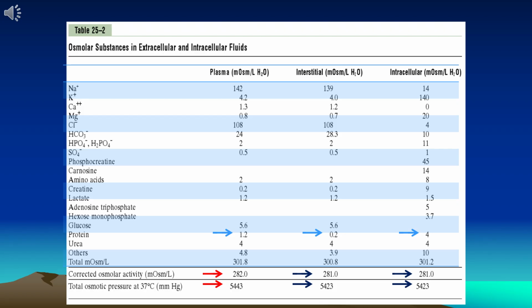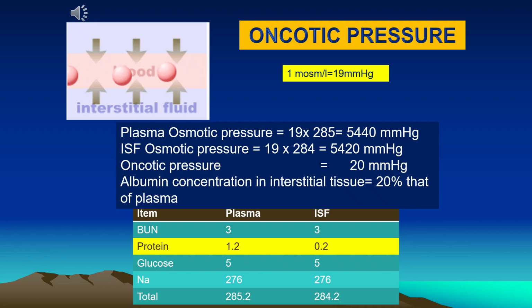Finally, the table makes a critical correction. It lists a corrected osmolar activity of 281 mosm/L. This accounts for the osmotic coefficient, the fact that ions interact and don't behave as perfectly independent particles, slightly reducing the effective osmotic pressure. In conclusion, this table shows us that the body maintains a delicate and active balance. The constancy of total osmolarity protects our cells, while the starkly different compositions of each compartment are what allow life itself to function.